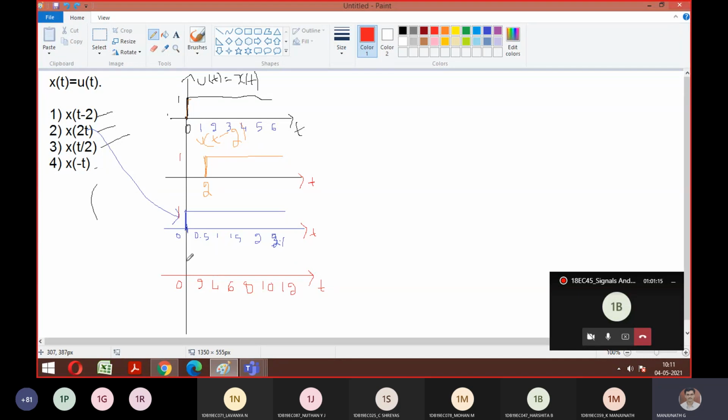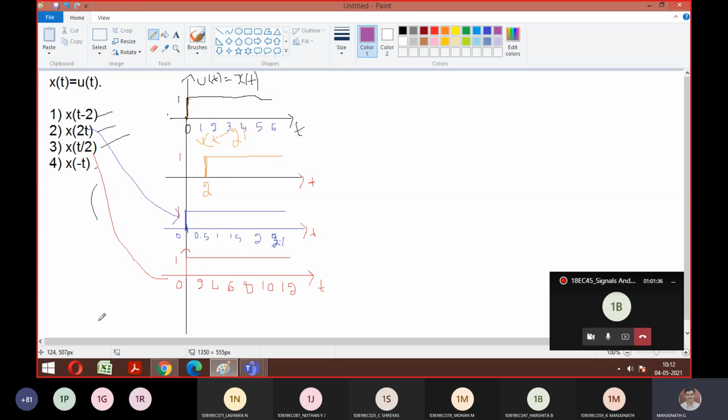Is it okay, everyone? So this is how it looks. You write here at the y-axis x of t by 2, here x of 2t, here x of t minus 2. That is the meaning of labeling. So what is the last category left out now?